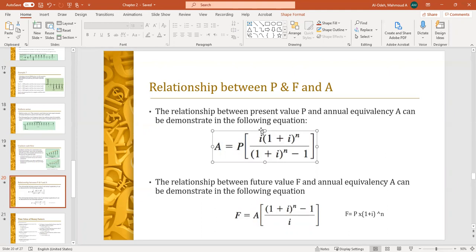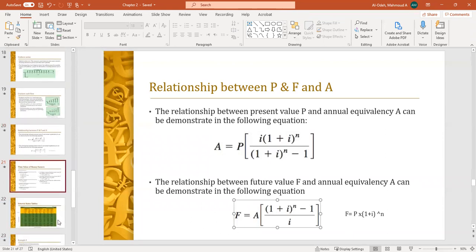So this is the last time you're going to see the equation here, but I want to put it here for your information, because this is what's behind the scenes of Excel operations. So going back to the factors, these are the equations that show the relationship between A and P, and F and A, depending on what you want. Now let's continue.